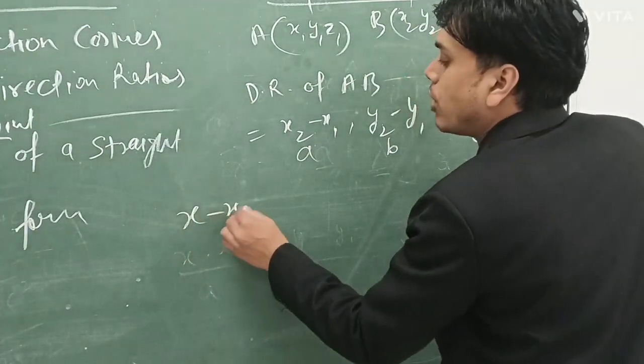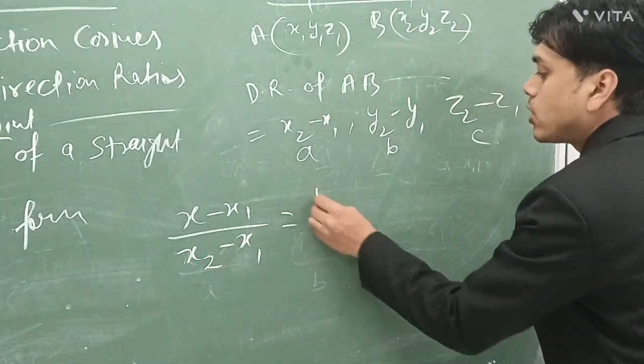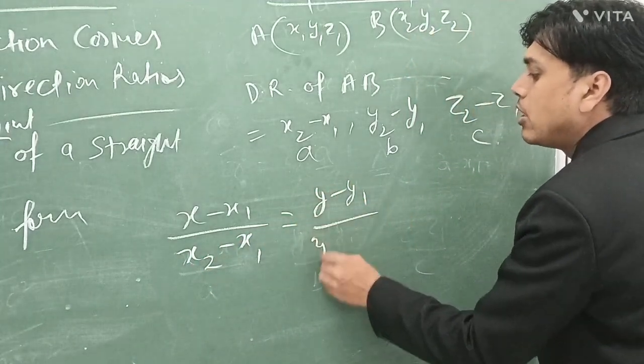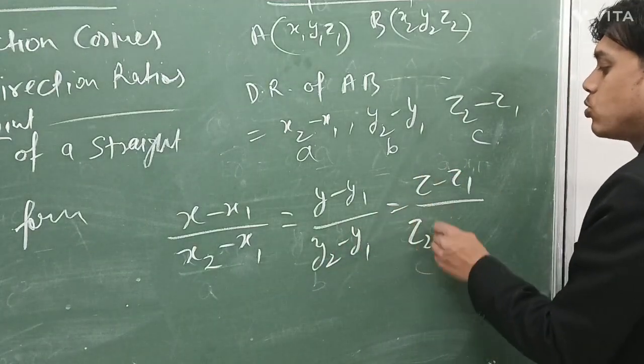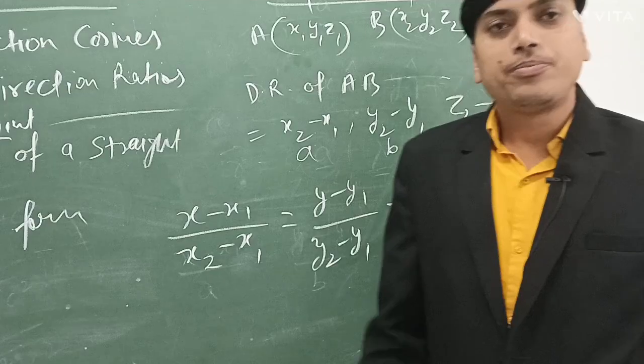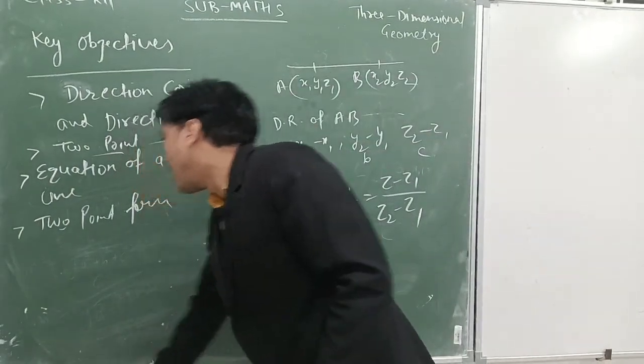So the equation will be revised to (x minus x1) by (x2 minus x1) is equal to (y minus y1) divided by (y2 minus y1) and (z minus z1) by (z2 minus z1). So this is the two-point form of equation of a line.